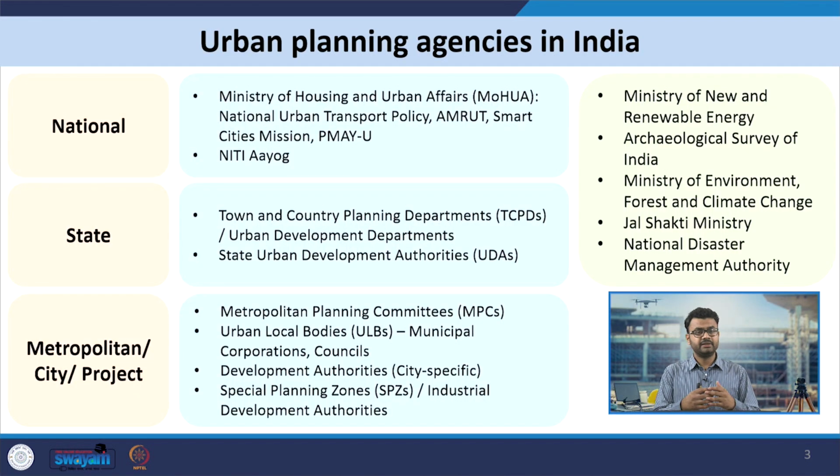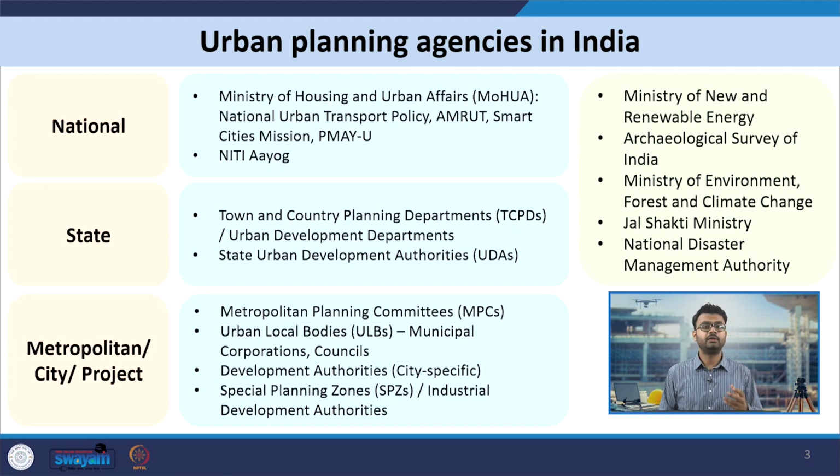So, there are various agencies which are operating at different levels for urban planning in India. At national level, there is Ministry of Housing and Urban Affairs, which is responsible for National Urban Transport Policy, Atal Mission for Rejuvenation of Urban Areas, Smart City Mission, and Prime Minister Awas Yojana for urban areas. There is also Niti Aayog, which makes policies at national level.